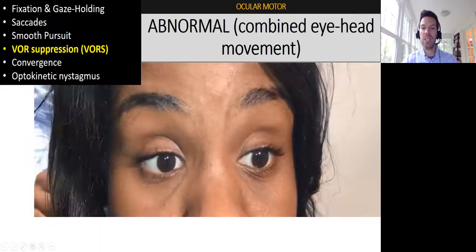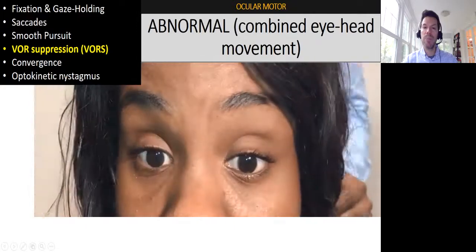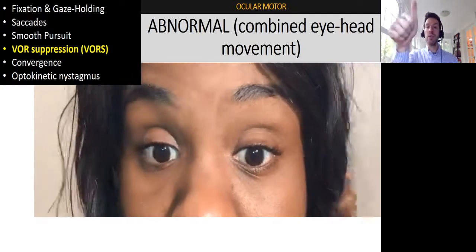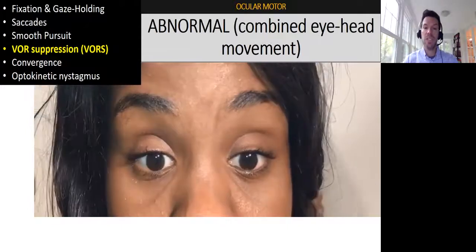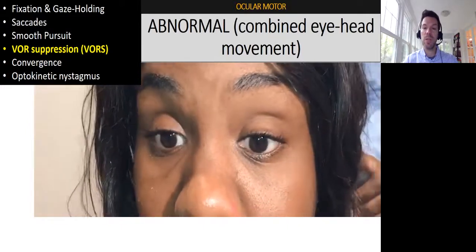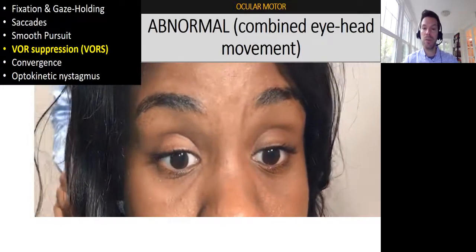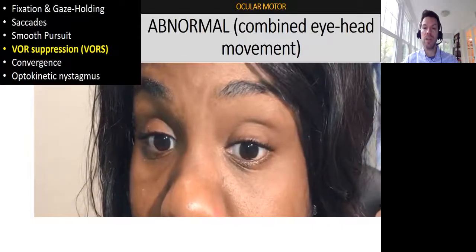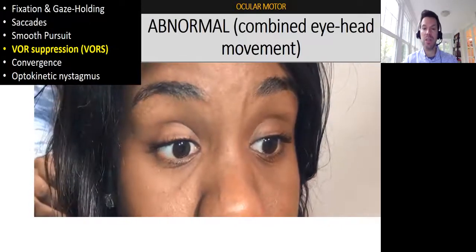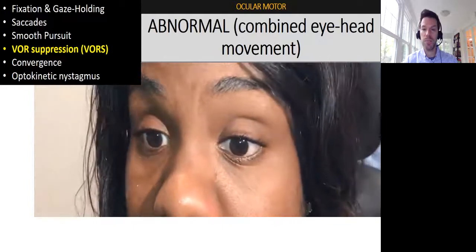So this is that same patient with the impaired pursuit. Now she's on a swivel chair, she's looking at her outstretched thumb, and she's just asked to keep looking at her thumb, and it's really choppy. So this is an example of saccadic VOR suppression. It's just as saccadic as smooth pursuit was.